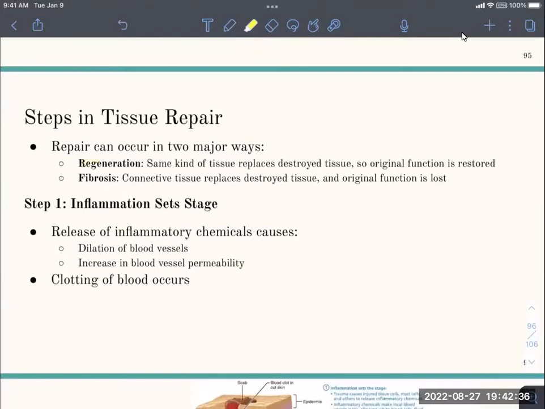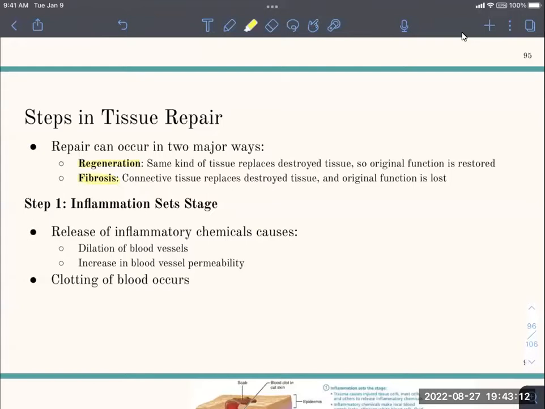We can have regeneration where the original tissue that was there is put back there. So you don't even know something happened. Or we have what is called fibrosis. And that's where connective tissue replaces the destroyed tissue. And that's how we get some kind of scar. So if you have scars around your body, that is where fibrosis occurred. So the first step in tissue repair is actually inflammation. We need inflammation first because inflammation triggers everything to happen.